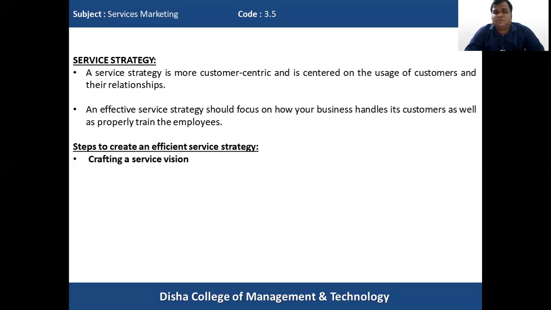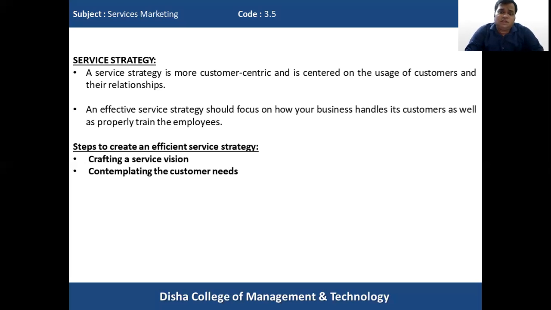Once a service vision is in place, once we know what we want to do, how we want to satisfy the customers, how we want to meet the expectations of the customers, then it will be easier to make a service strategy. So to have an effective service strategy, the first thing to keep in mind is crafting a proper service vision.